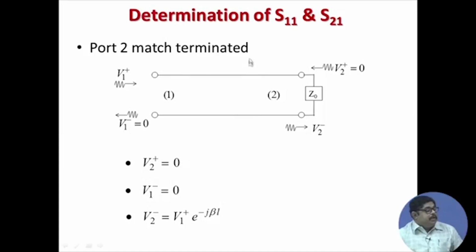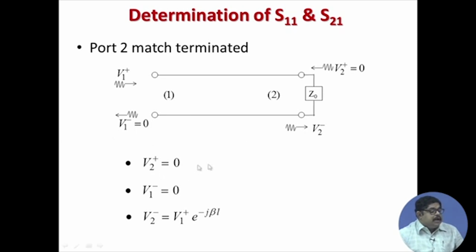For scattering parameter determination, if you want to determine S11 and S21, then you need to match terminate port 2. So you see we have match terminated. Match terminated means the termination should be an impedance whose value is equal to the characteristic impedance, so Z0 we have connected. Under this condition, we will have to find S11, which is V1 minus by V1 plus, and S21, which is V2 minus by V1 plus.